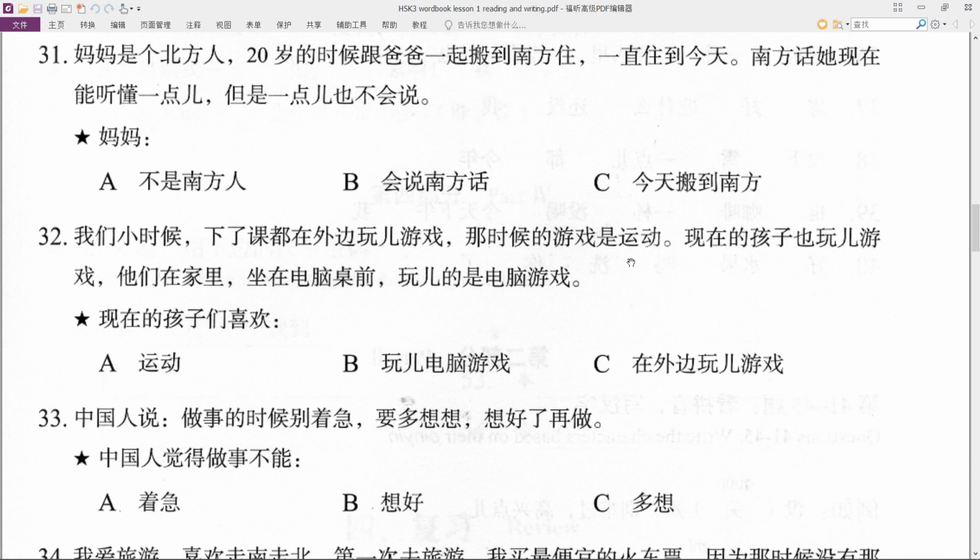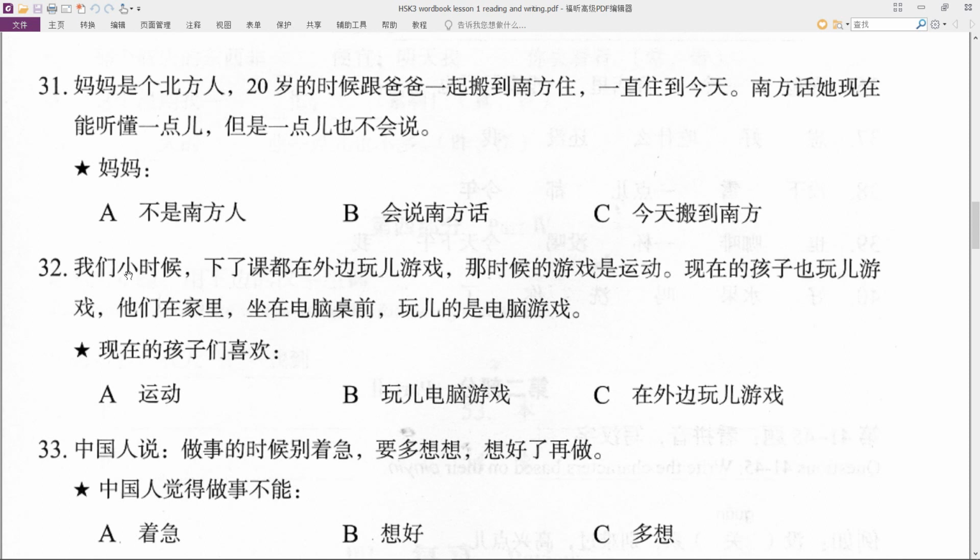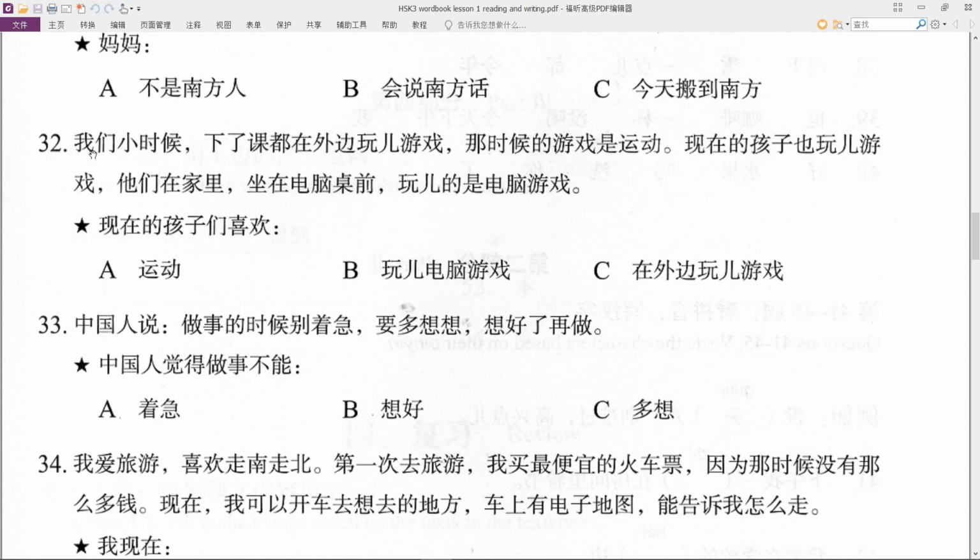We just go straight to 32. 我们小时候, so we just look at the word 的时候, when, and we have 小时候, childhood. 我们小时候, when we were young. 下了课, 下课 means finished lesson. 下了课, finished lesson, so after finished lesson. 都在外边玩游戏, so all at 外边, same as 外面, means outside, so means the outdoors, they all at outdoors. 玩, play, 游戏, game. So after finished lesson, they all at outside, play game.